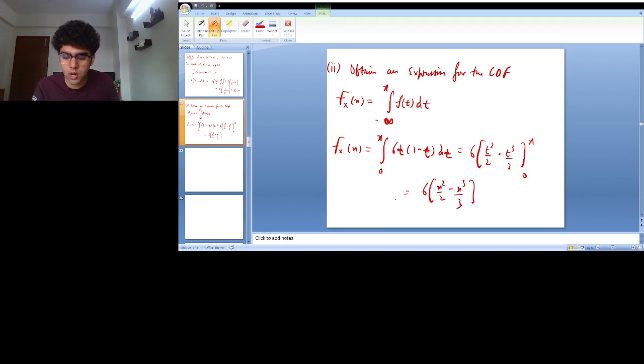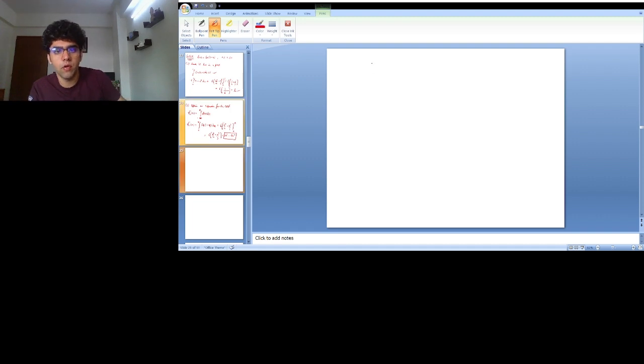Let me check if we are right here. I can multiply this by 6 to simplify this expression further. This will give me 3x square minus 2x cube. So this becomes our CDF. Let me write this in a different form. My CDF finally becomes 3x square minus 2x cube when x lies between 0 and 1.